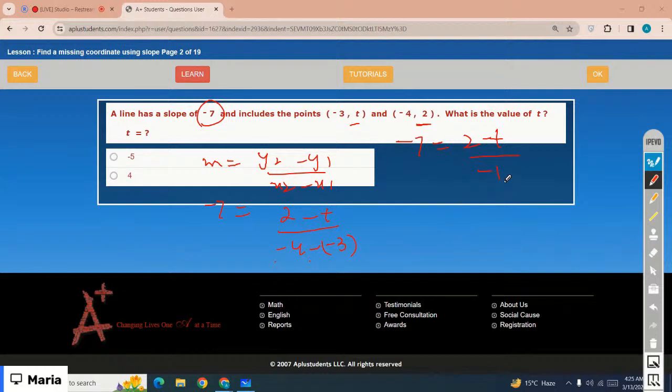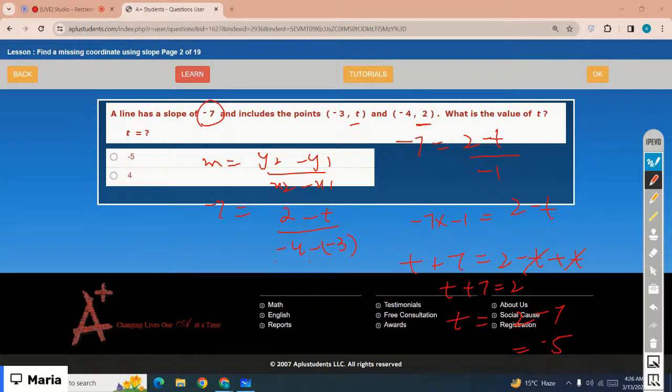Now just cross multiply, move negative 1 to the other side, so negative 1 times negative 7 equals positive 7. 7 equals 2 minus t, right? Now add t to both sides because t is negative here. Minus t plus t is 0, you are left with t plus 7 equals 2. Move 7 to the other side. t equals 2 minus 7. 2 minus 7 is negative 5. That means the value of t is negative 5.